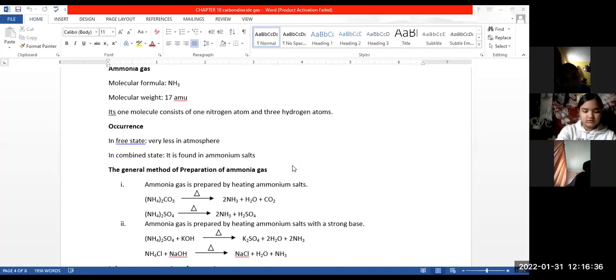Now like in carbon dioxide, here also we study the methods of preparation. There are three different methods of preparation. One is the general method of preparation, other is laboratory method of preparation, and other is manufacture. Manufacture means industrial method of preparation. First we go in general method of preparation.